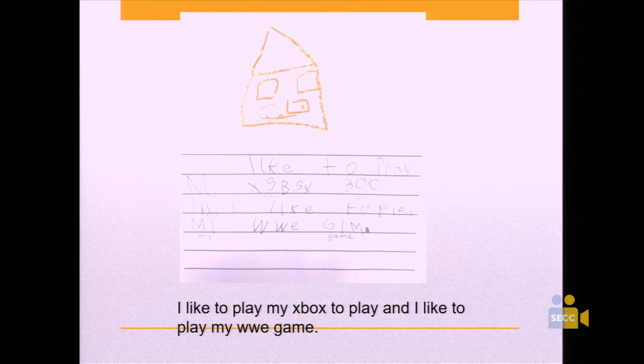They have a good story with what they were writing. It wasn't just, I like to play my Wii or my Xbox. I mean, they went to detail too. So it made sense. So what would you maybe help your child with on here? Some of these are capitals and they shouldn't be. So I would say that, yeah.